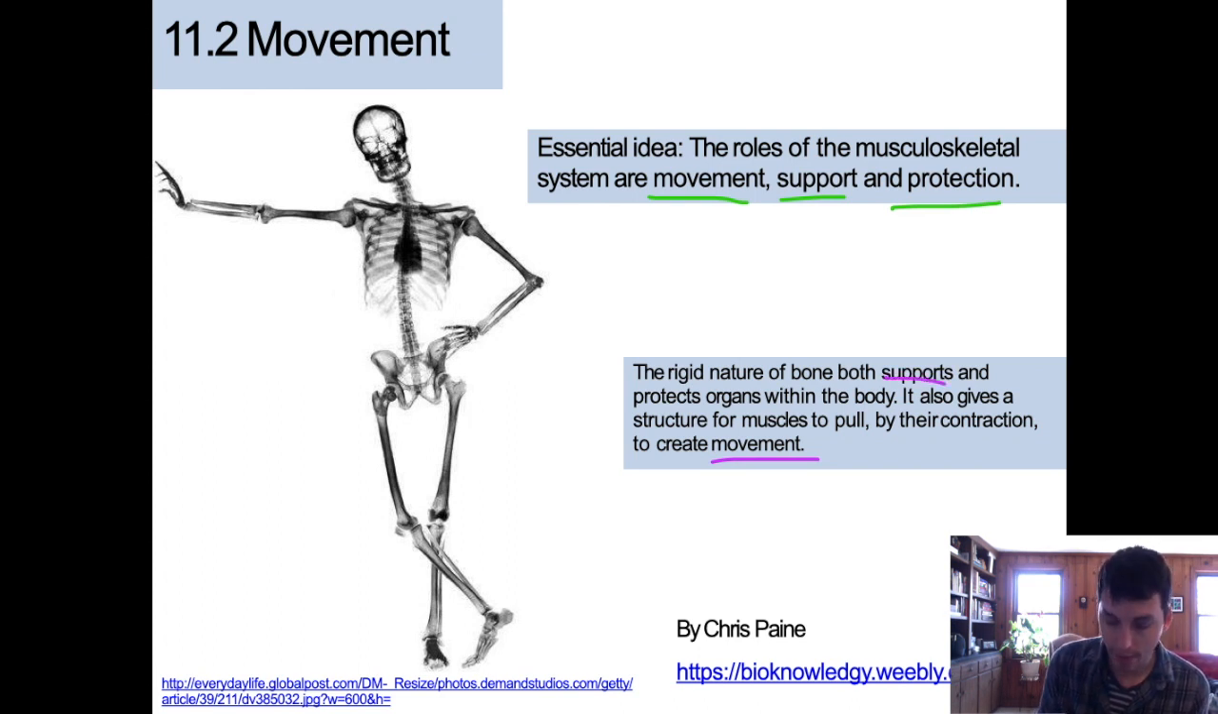Without the bones, we would not be able to stand up, and to protect the internal organs. Very important. So things like your rib cage serve as protection for those vital internal organs.